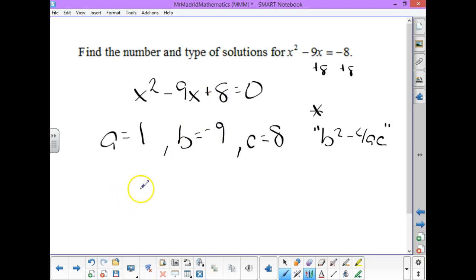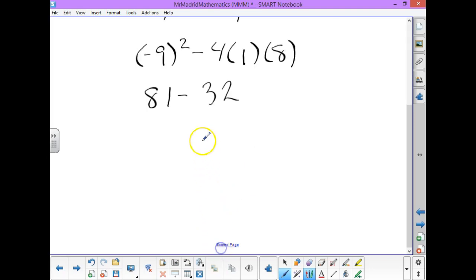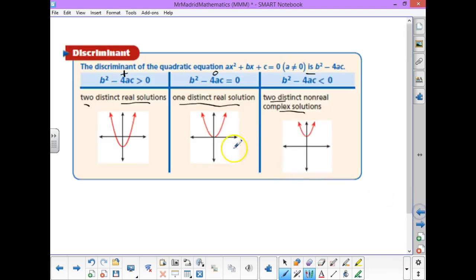Anyways, now I'm going to plug in here, and I'll even do the skeleton for this discriminant. Negative 9 squared minus 4 times something. I need a b in there, negative 9. I need an a in here, which is a 1, and a c, which is an 8. So now I'm going to clean up the math. Okay, if you're not sure, hit the calculator, but this is 81 minus 32. If I'm not mistaken, this is 49.